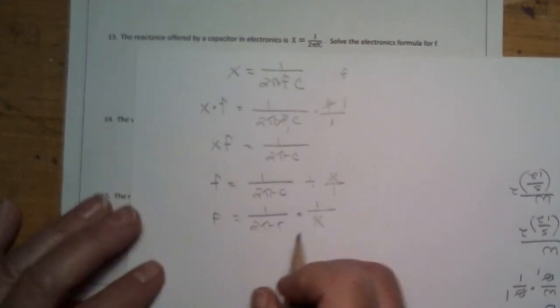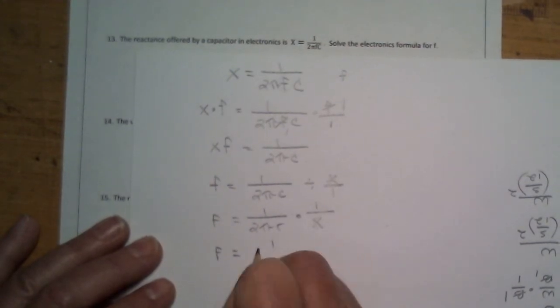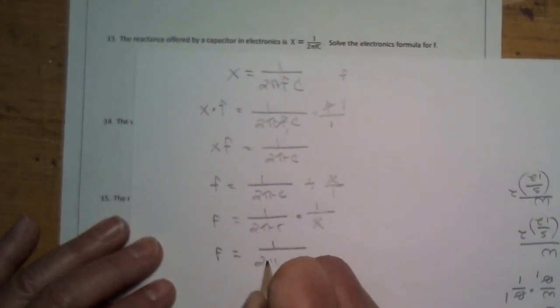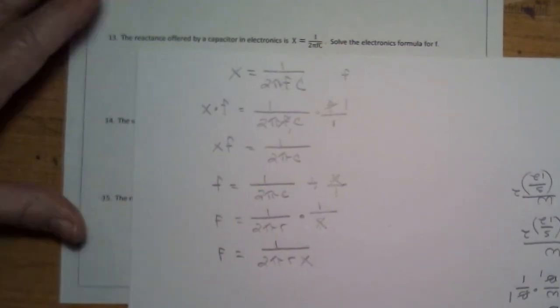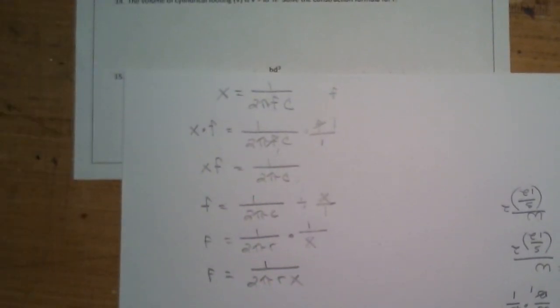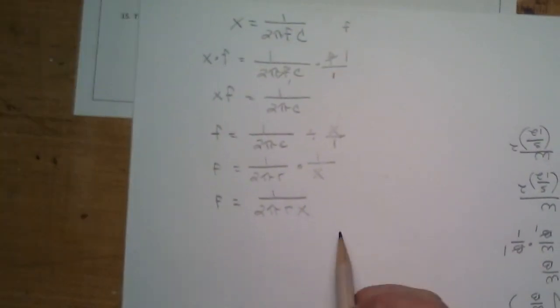Okay, now I'm going to put this back together. Just a second, I'm almost done with this video. Over 2 pi x. Okay, and I'll save the last two problems for the last video. Let's see, could you see that? There. 1 over 2 pi x. Okay.